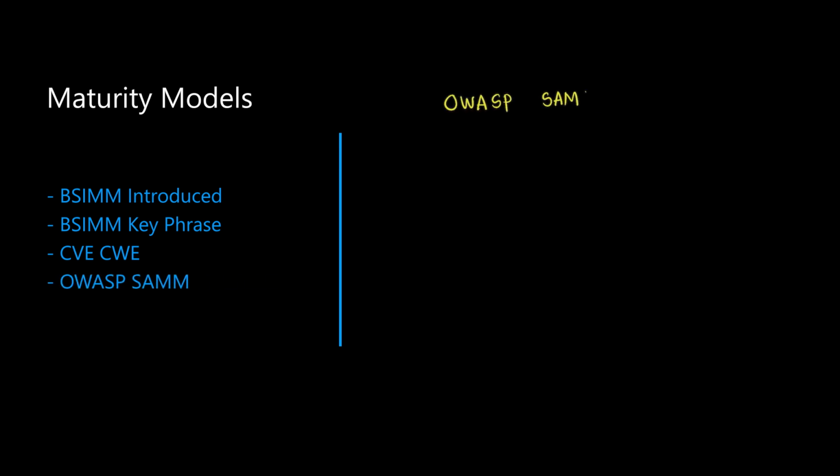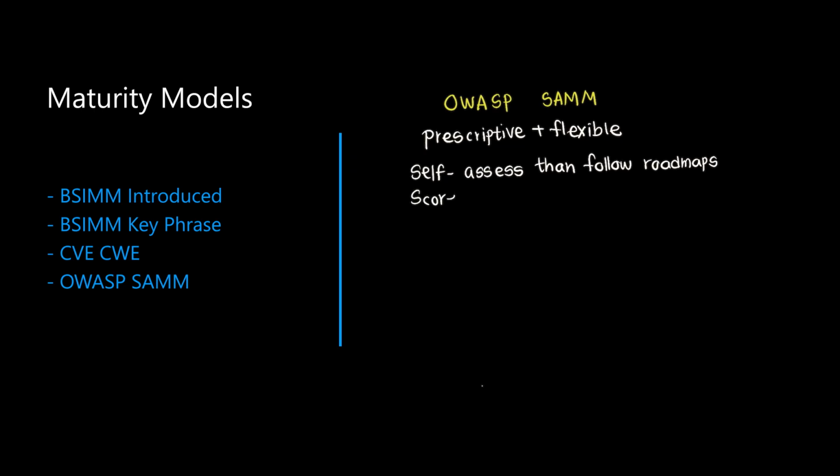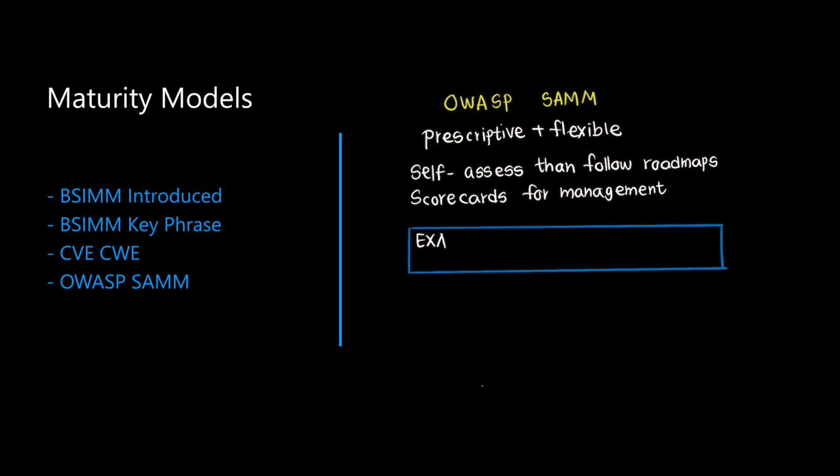OWASP-SAMM, the Software Assurance Maturity Model, takes a different approach. It is prescriptive and flexible, enabling organizations to self-assess their security program and then use recommended roadmaps aligned to their specific risks. SAMM also creates scorecards that let management demonstrate quantitative improvement over time. If the exam asks about a framework that supports self-assessment with risk-aligned roadmaps, SAMM is your answer.